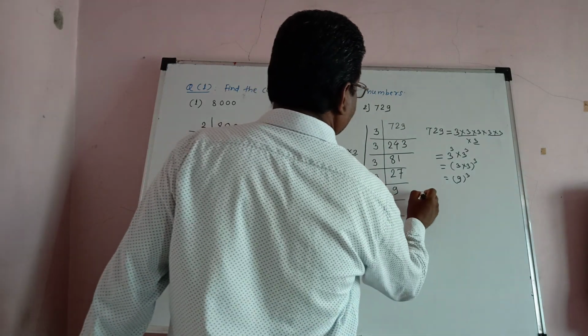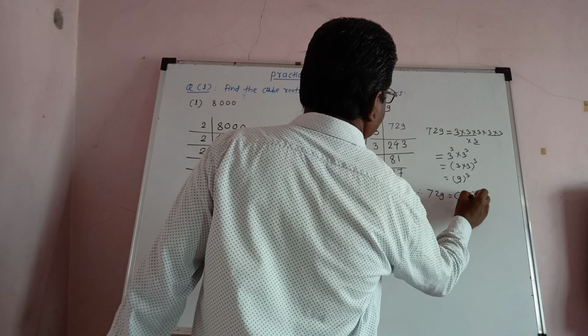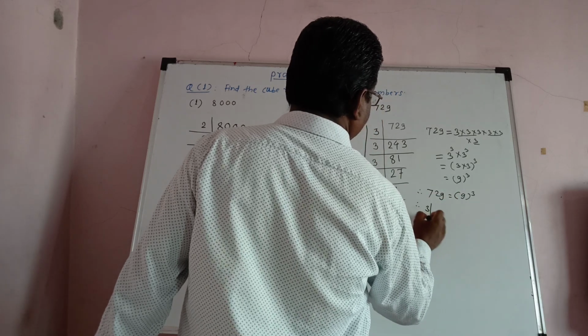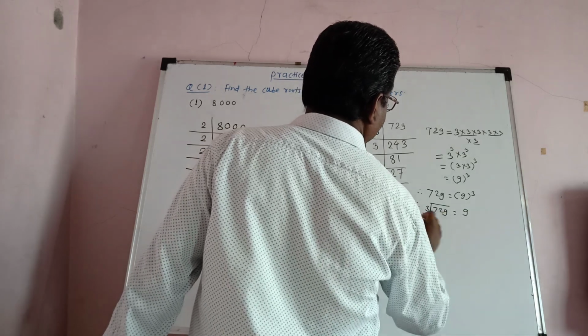Therefore, 729 is equal to 9 raised to 3. Therefore, cube root of 729 is equal to 9.